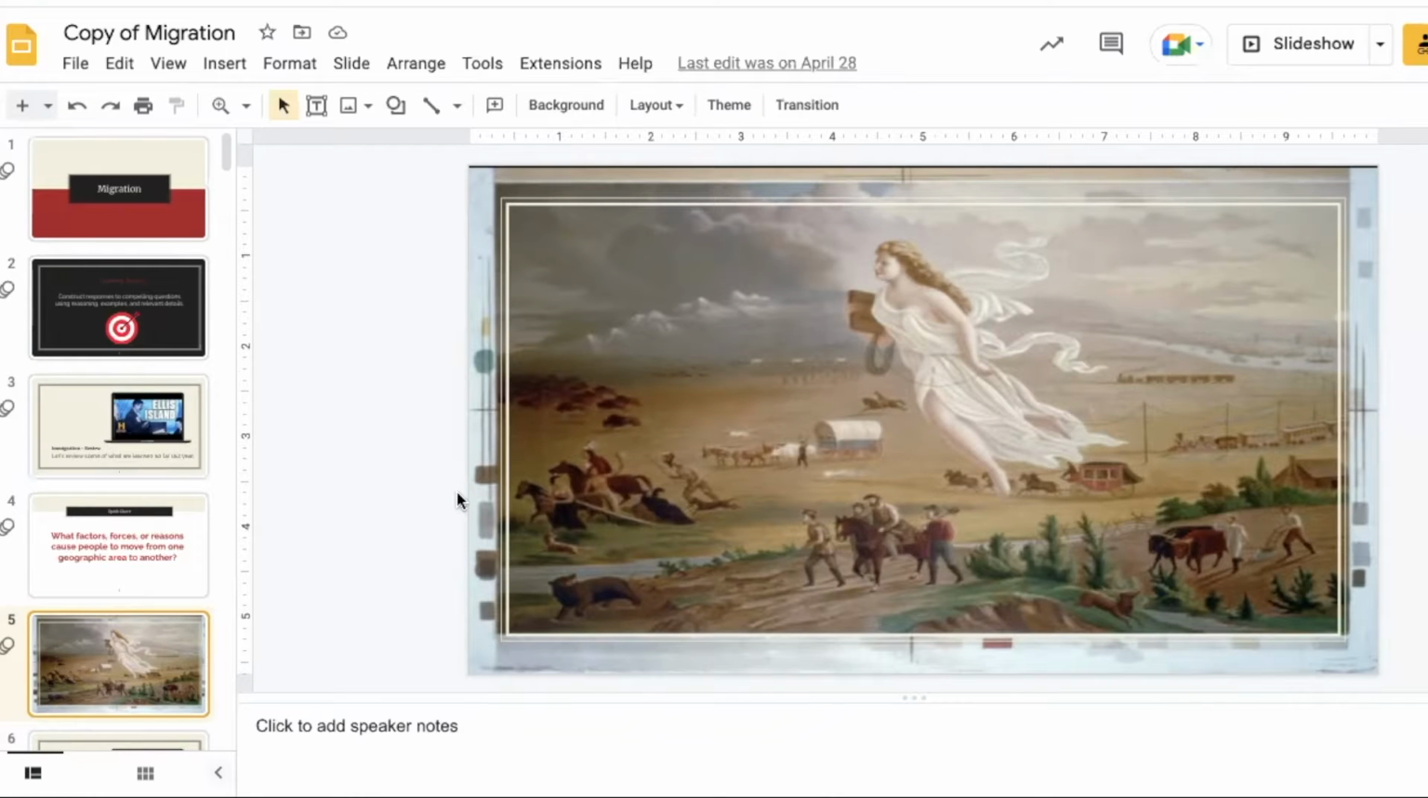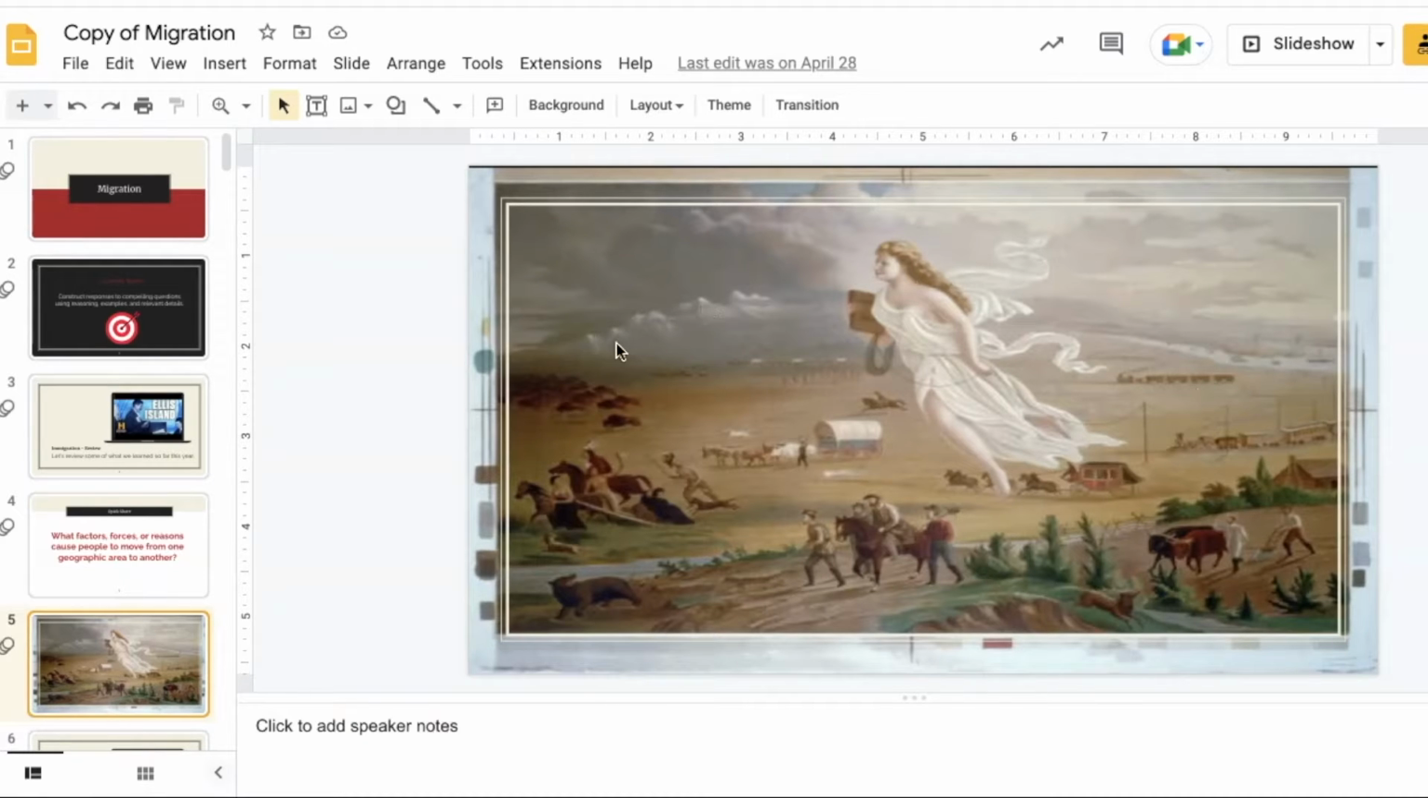Most students will notice the Native Americans, the covered wagons, the people, the farm. They might notice the clouds. They will definitely notice the figure in the middle. One thing they might not notice is that everyone is going to the left side of the photo, which is west. Up here, there are ships, which is supposed to represent the East Coast.